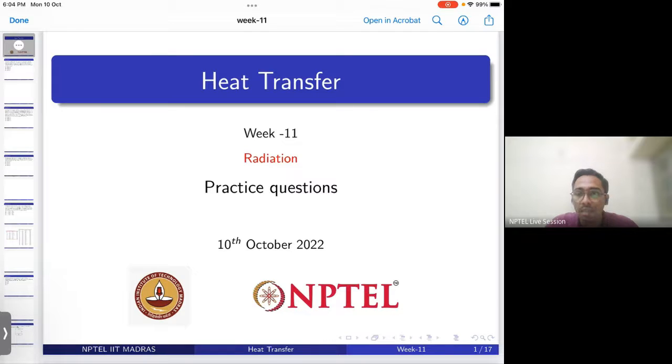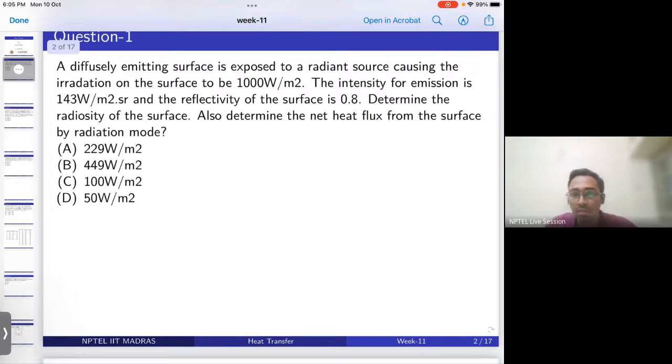Then it moved on to the view factor: how to find the view factor, which is a part of radiation striking onto a surface. So the concept of view factors was discussed. Then radiation networks were introduced. We will discuss some questions based on these topics today. So let's get started with the first question.